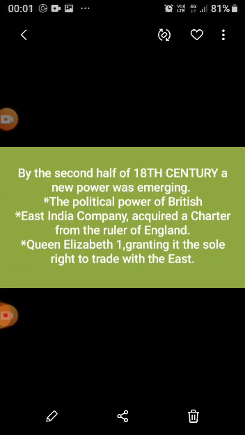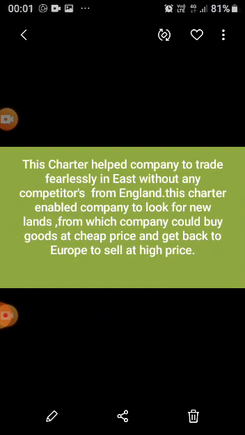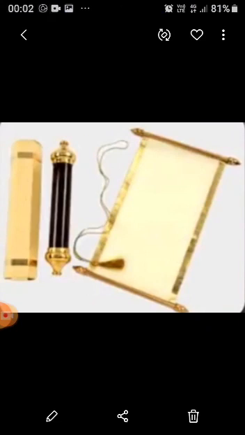This East India Company in 1600 acquired a charter from the ruler of England, Queen Elizabeth I. Queen Elizabeth I granted a charter, a permission, the sole right to trade with the East, to the East India Company. This means that no longer could the trading groups in England compete with the East India Company. Fine. This charter also helped the company to trade fearlessly in the East without any competitors from England. So this charter enabled the company to look for new lands from which it could buy goods at a cheap rate and get back to the European land and sell them at a higher price. This was the charter which Queen Elizabeth had granted the East India Company.